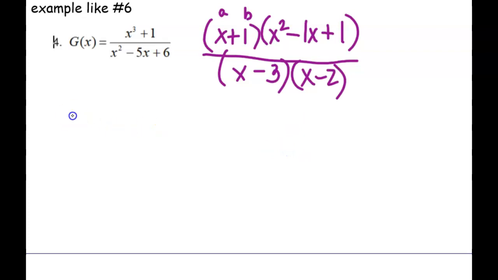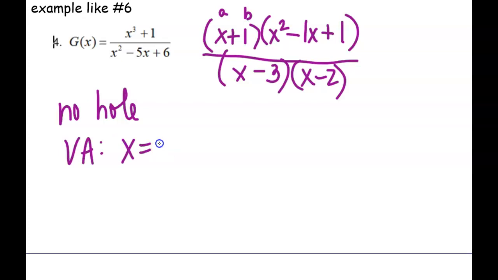Any holes? No holes, right? What? If you factored it differently? Okay. It'll only factor one way, and a cubic will never factor again. This x squared minus x plus 1 doesn't factor further unless there was something we could have taken out from the beginning. What about vertical asymptotes, guys? x equals what? 3 and x equals 2. It has 2 vertical asymptotes.